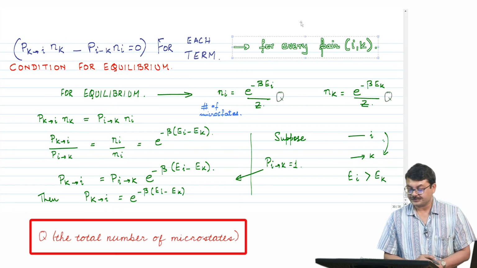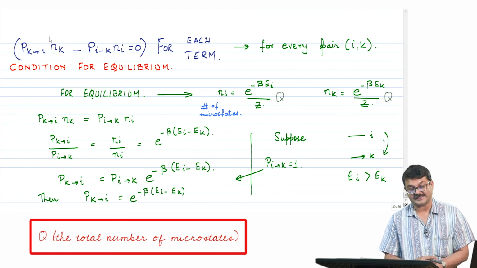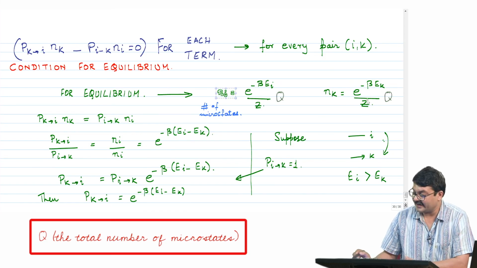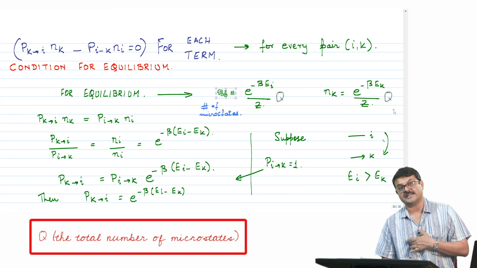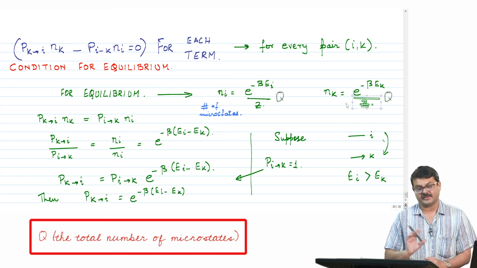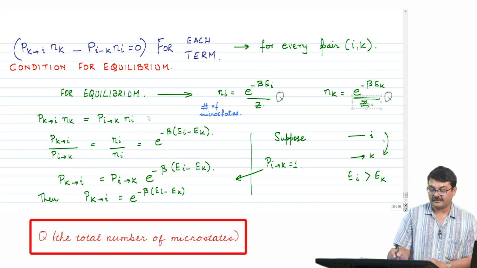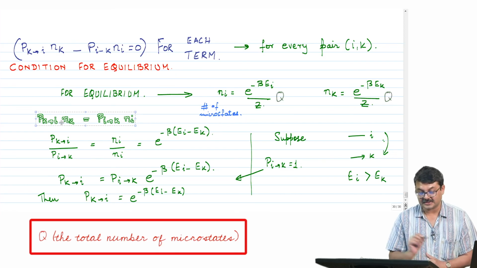Now, we also know the number of microstates which will be accessed. Basically N_i will be e to the power minus beta E_i by z, and N_k will be e to the power minus beta E_k by z. So, higher energy microstates are accessed with lower probability. Basically the normalizing constant is z, and we can rearrange this, putting in the expressions of N_i and N_k, and we can write it.